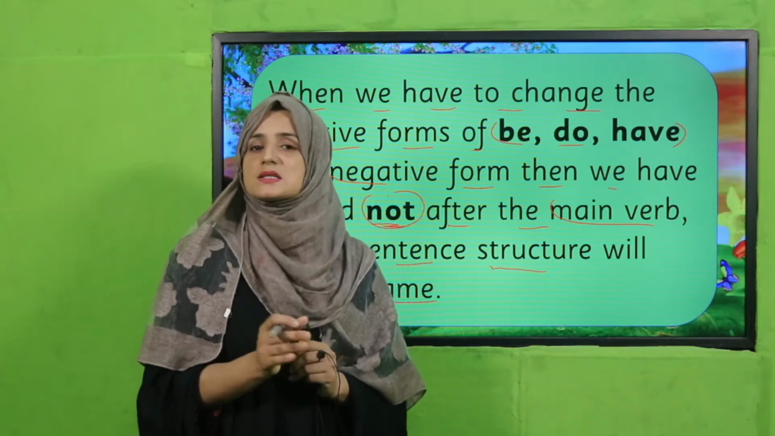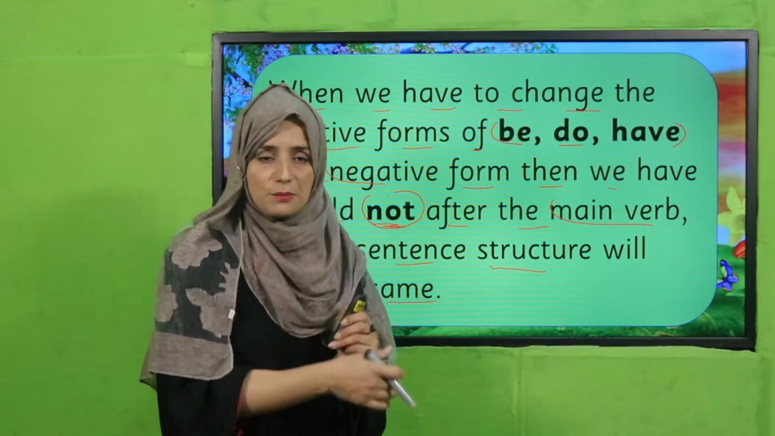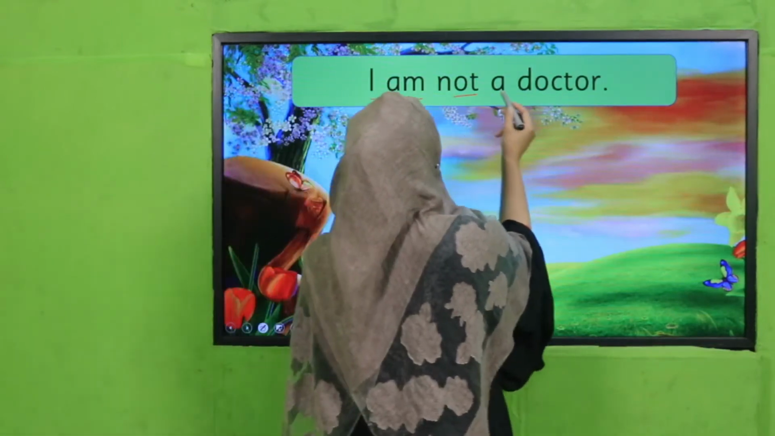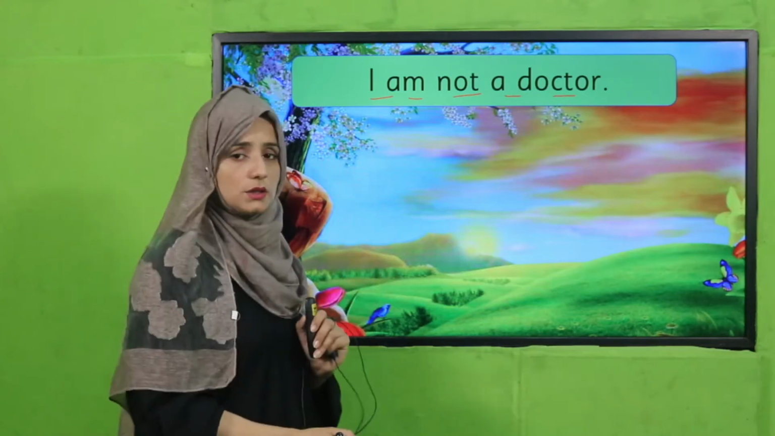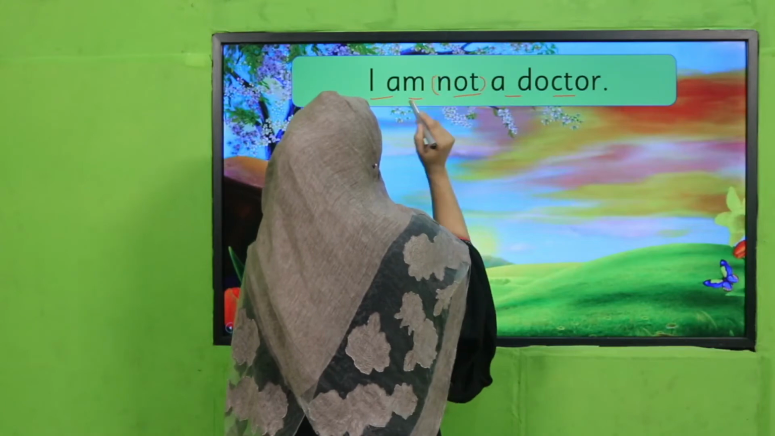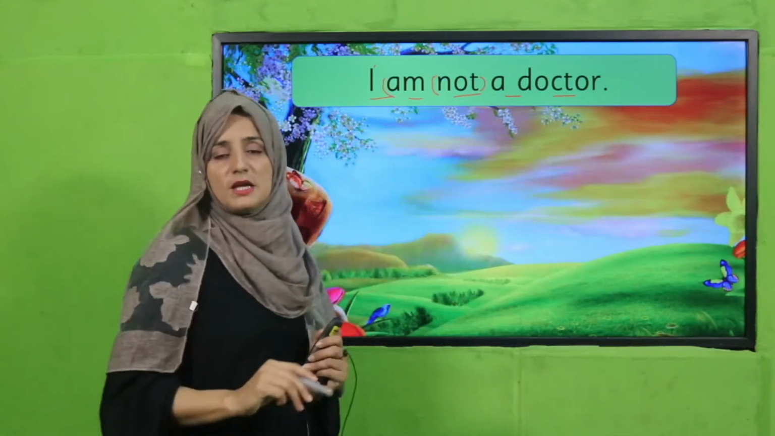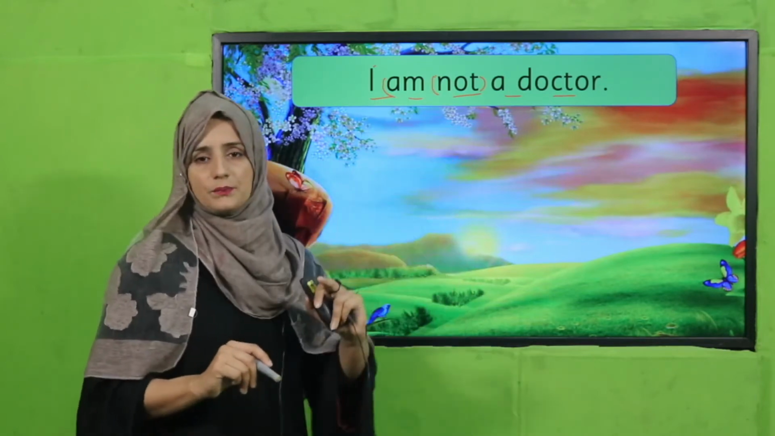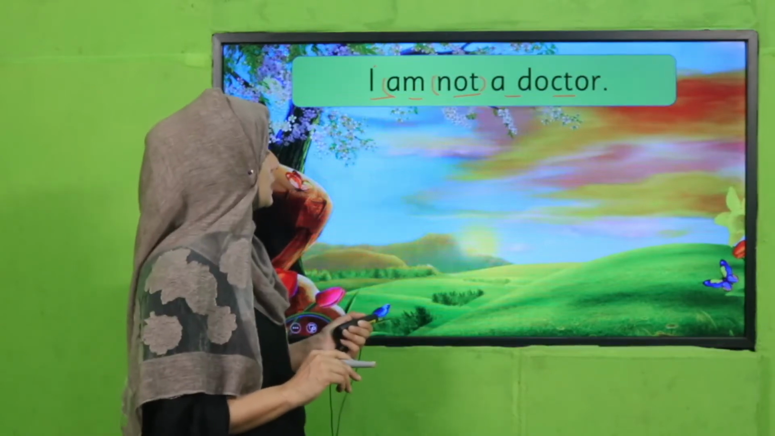If that sentence is in present tense, the tense will remain the same. Keep remembering, see in these examples, I am not a doctor. In the previous example, that was positive, I am a doctor. And when we created a negative sentence, look, subject, main verb, and then not. After that, we add the object. Is it clear? I am not a doctor. This is a negative sentence, and in this way we can change.